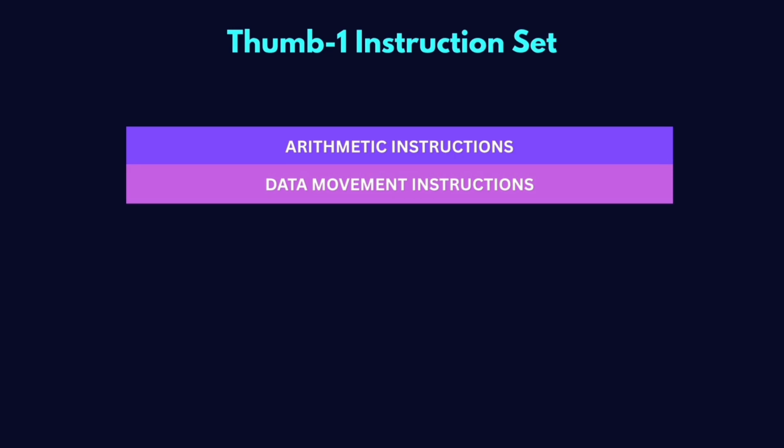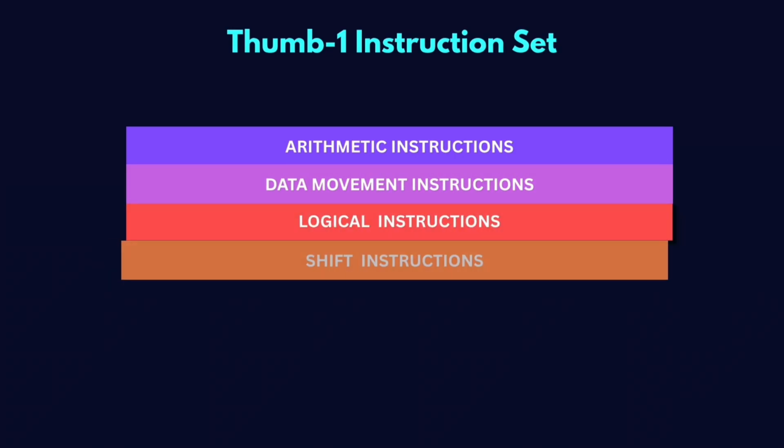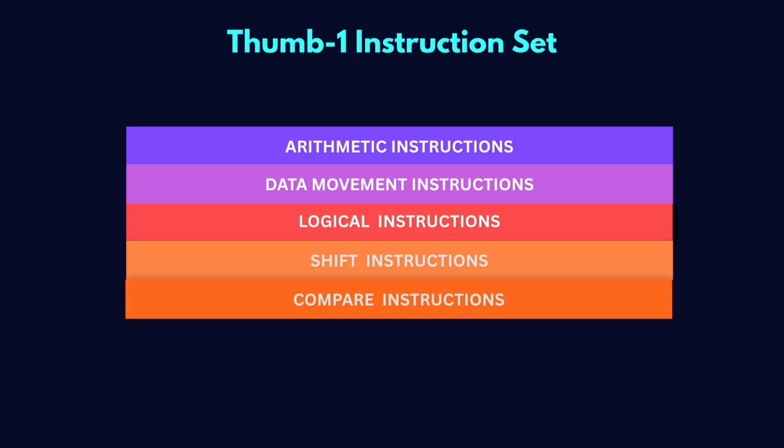In our last video, we looked at how Thumb-1 handles arithmetic and data movement under strict 16-bit constraints. In this video, we will explore the logical, shift, and comparison instructions available in the Thumb-1 instruction set for the ARM7 TDMI processor.